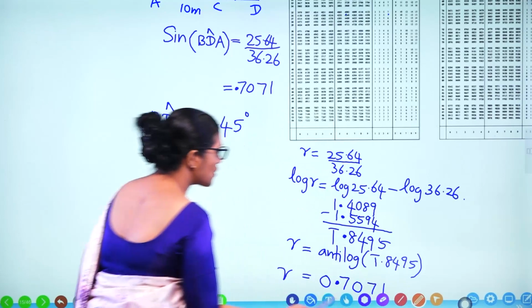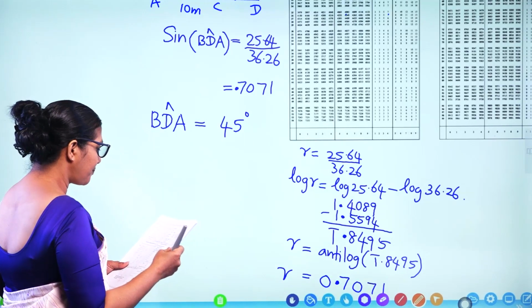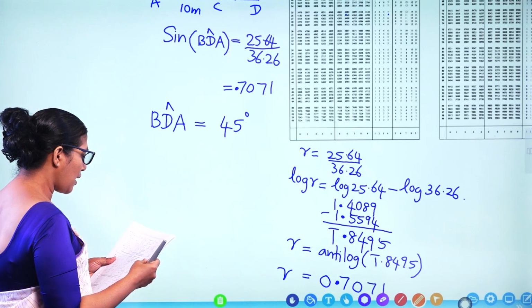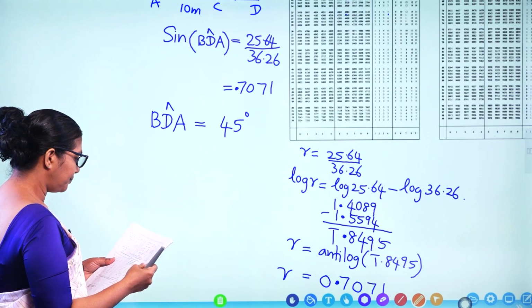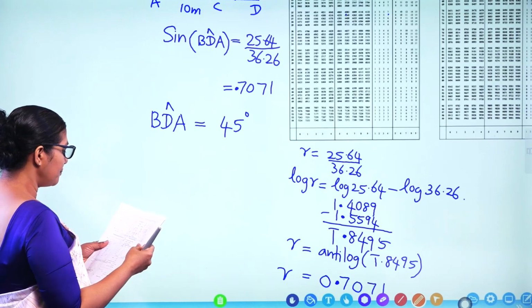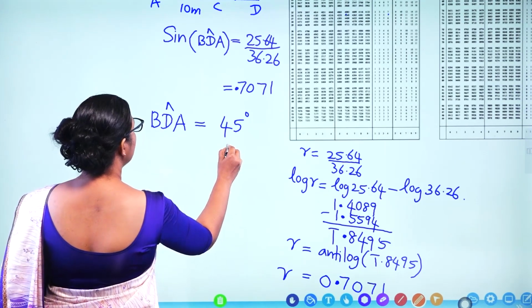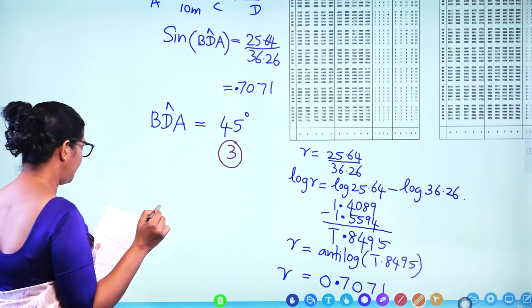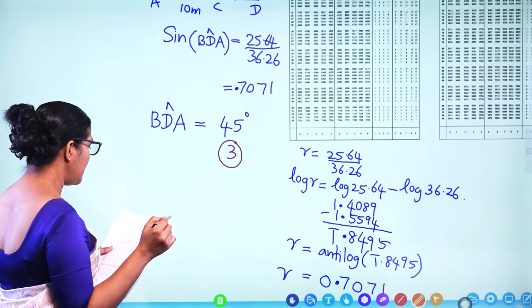So how many marks for this step? 3 marks for this part. Now let's take the next one.